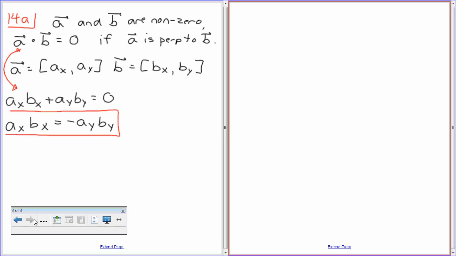If A and B are perpendicular, what does that mean if A and B are perpendicular? This is a trick. This is a trick to this question. You got to keep your mind open. Go ahead. Good. The slopes. So if A and B are perpendicular, their slopes are negative reciprocals.